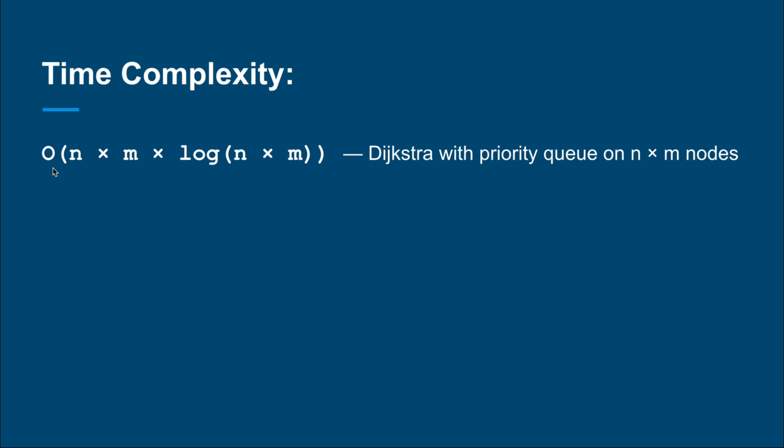So the Dijkstra algorithm with a priority queue of n cross n nodes, how much will it take? For the priority queue, it will take log of n into m, and for the n cross n nodes, it will take n cross m. So you will have the total time complexity like this, right? Now ping me in the comment box and let me know the space complexity.